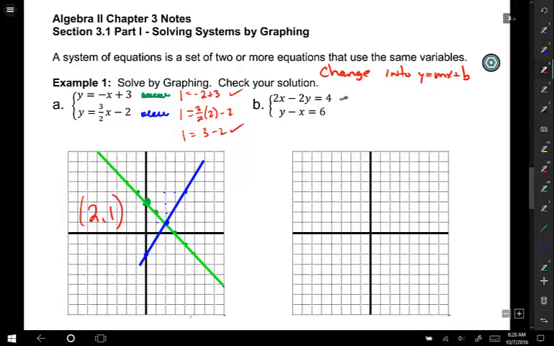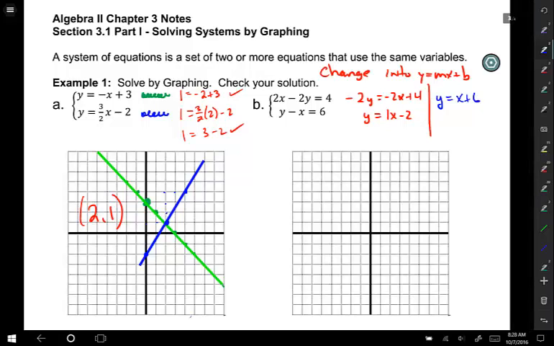I'm going to just flip it quick. So I get negative 2y equals negative 2x plus 4. That gives me y equals 1x minus 2 for my first one. And my second one, I add x, and I get y equals x plus 6. So I just prefer to go to y equals mx plus b. But if you want to do standard form, perfectly fine.